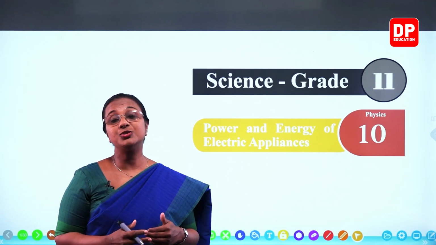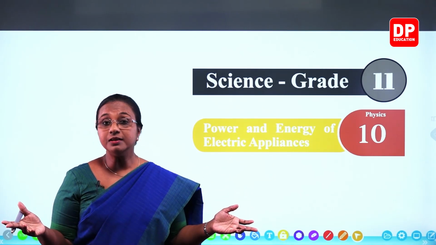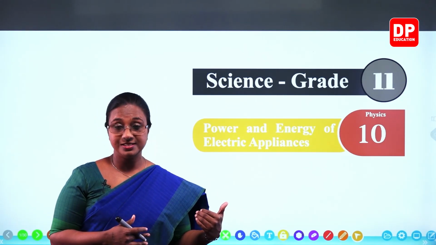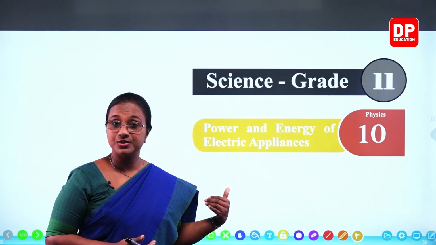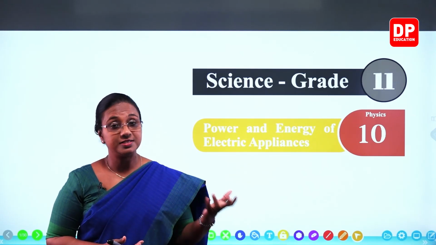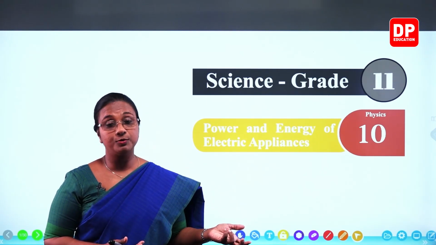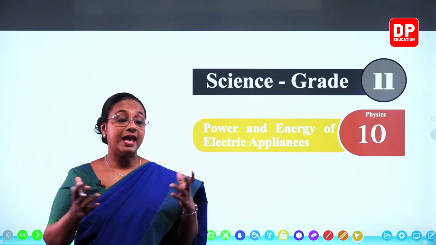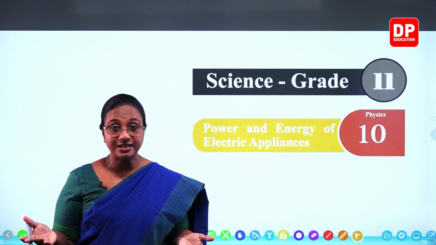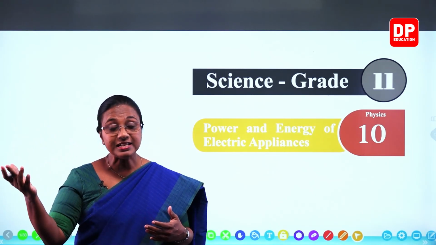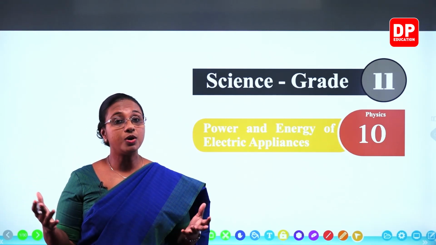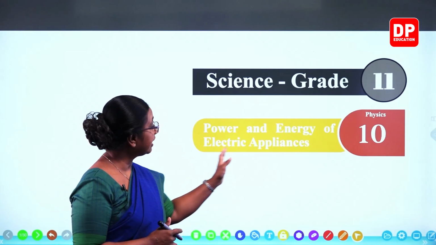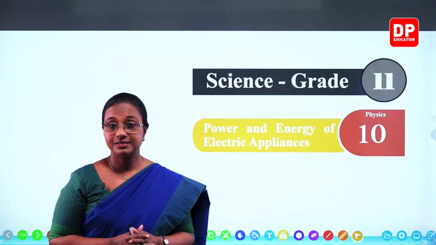Now, you are listening to this lesson maybe through a computer. So, there you need to use electricity. It is a device that uses electricity. If it's a mobile phone, you charge your mobile phone. A ceiling fan, an electric cooker, an oven, an electric iron, lights, bulbs, all these use electricity. So, all these are electric appliances.